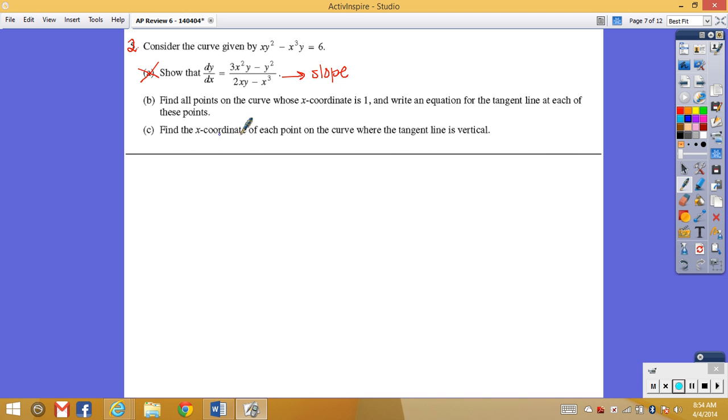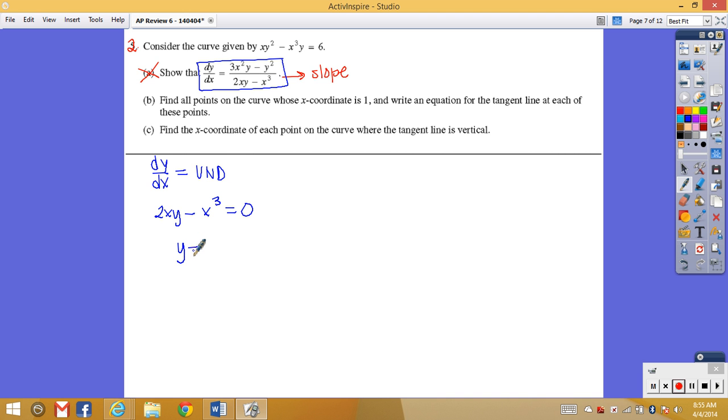Part C says find the x-coordinate of each point on the curve where the tangent line is vertical. So that's a vertical tangent. Vertical tangents happen when the derivative is undefined. This derivative would be undefined if the denominator is 0. So that's the denominator set equal to 0. If it was a horizontal tangent, then I would set the numerator equal to 0. In this case, there's 2 variables and only 1 equation, so there is going to be an issue.